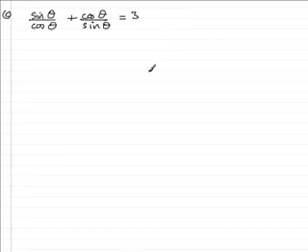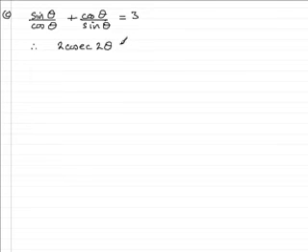Now from the first part, we saw that the term on the left hand side came to 2 cosec 2 theta, so obviously I'm going to reduce this down to 2 cosec 2 theta, and that will equal 3, because that reduces my equation just to one trig function in one angle, which is the ideal situation.